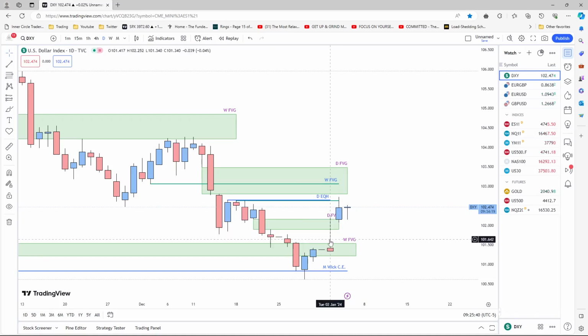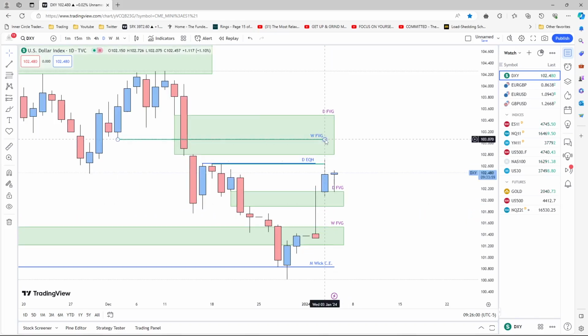We now have gapped up higher, and price has opened above this fair value gap. I expect price to retest this, which it has done today, and we have this weekly fair value gap above us, so we have to be mindful of this level.